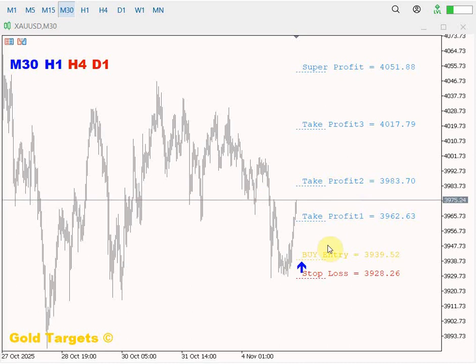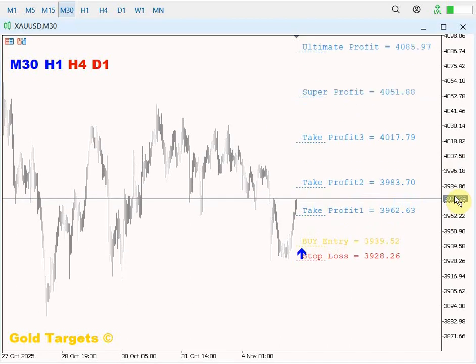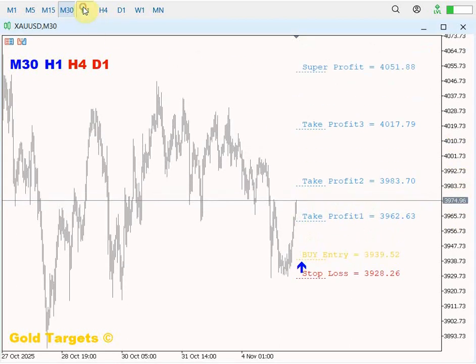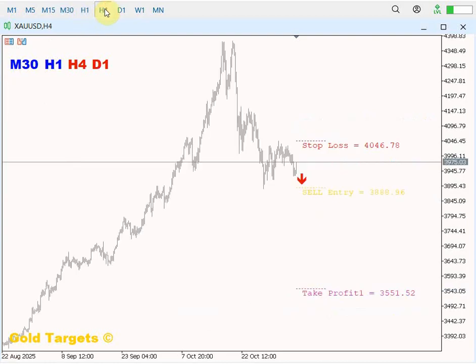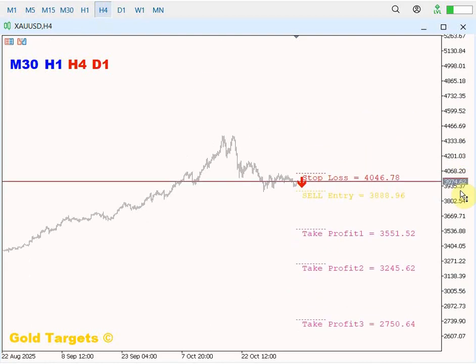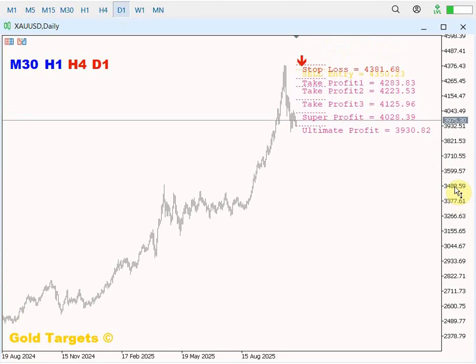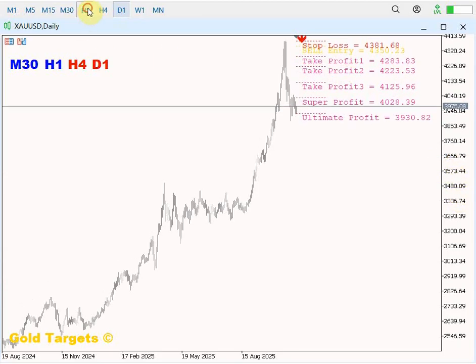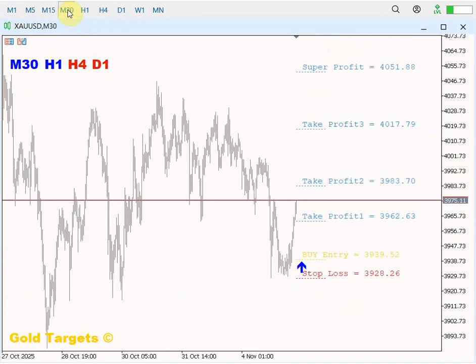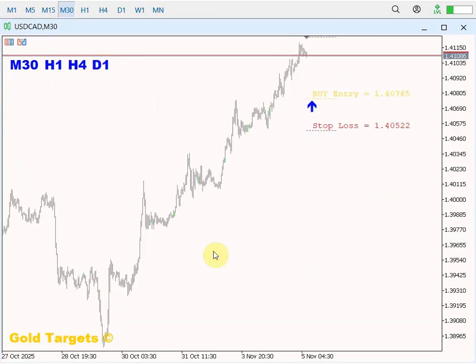Gold Targets is the best trend indicator for MetaTrader 5. The indicator's unique algorithm analyzes the movement of the asset price, taking into account factors of technical and mathematical analysis, determines the most profitable entry points, and issues a signal in the form of an arrow and the price level, buy entry or sell entry, to open an order.